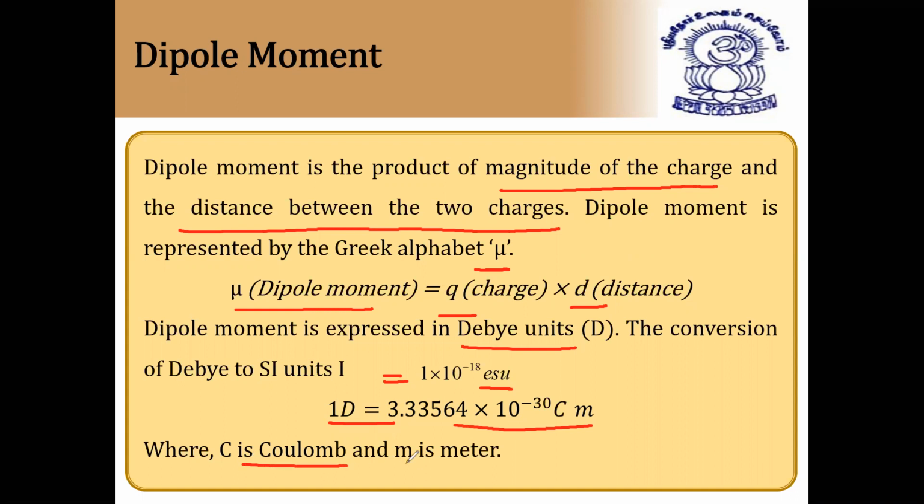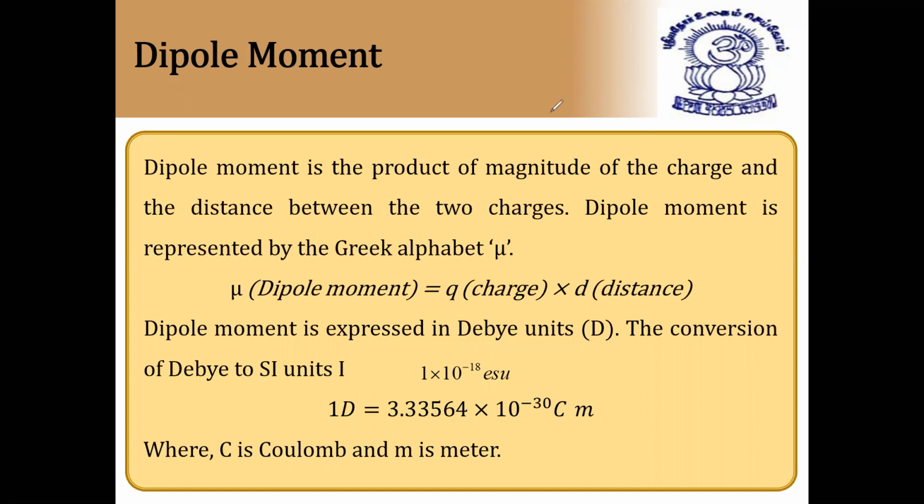Here C is coulomb and M is meter. So this one is the CGS unit, and this is the SI unit. 1 debye is 1 into 10 to the power minus 18 ESU. The problems related to dipole moment are also important. We are going to discuss that in the coming sessions. So what is dipole moment? Basically, it is the product of the magnitude of the charge and the distance between the two charges. It is represented by the Greek letter mu, mu is equal to q into d. I hope it is clear.